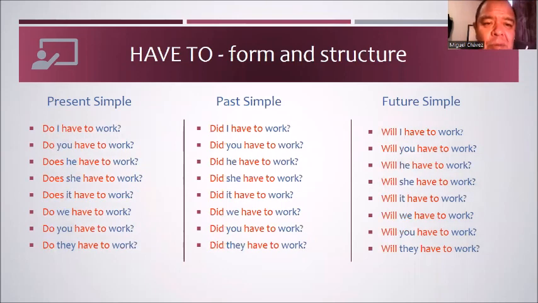If we want to use have to in interrogative, remember that we put the auxiliary verb at the beginning. That's why we have in present simple, do I have to work or does she have to work? In past, did I have to work? Did she have to work? And in future, will I have to work? Will she have to work?